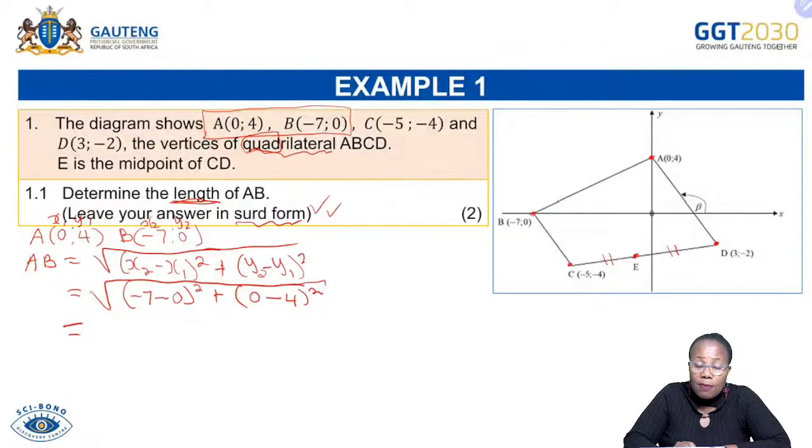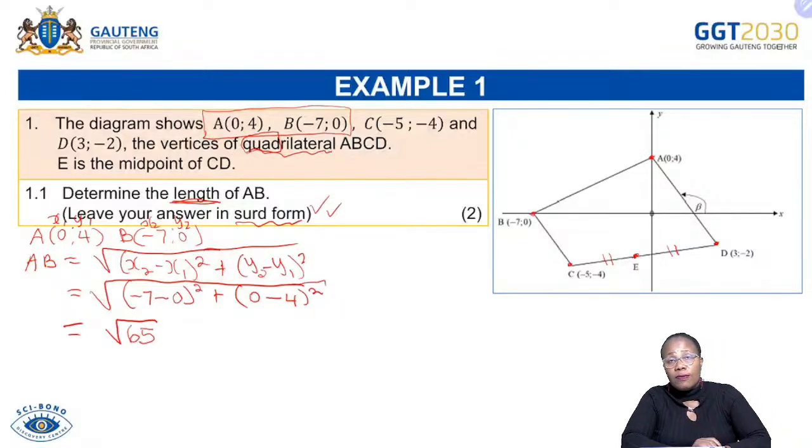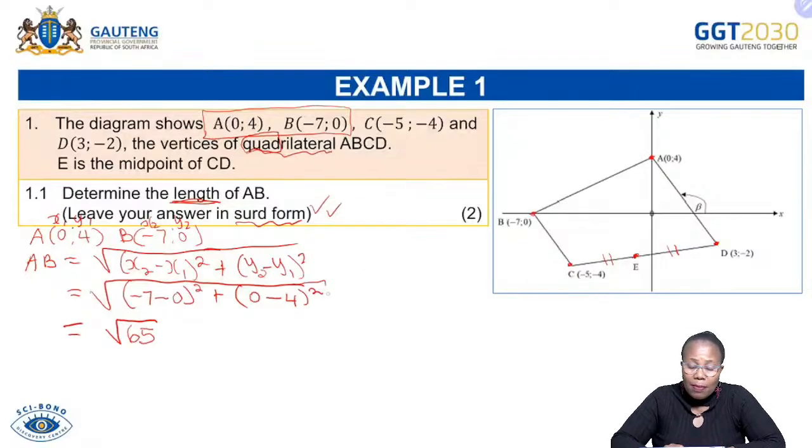What is a surd form? It is an answer with a square root or a cube root sign, right? In this case, we are working with square root, so we'll leave our answer as that particular square root of 65. And then we have the allocation of marks, which is 2. It's 1 mark for substituting into the correct formula correctly, and then the second mark is for your answer. That is your 2 marks, grade 12.